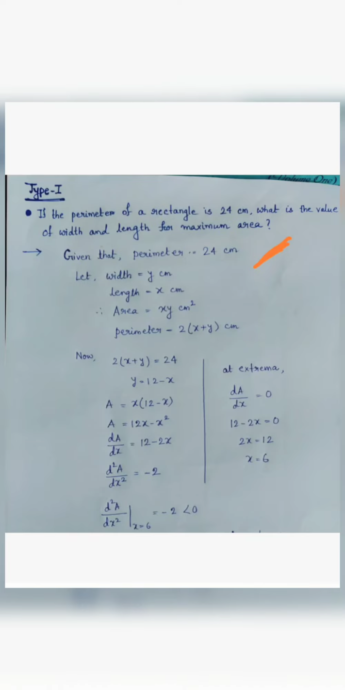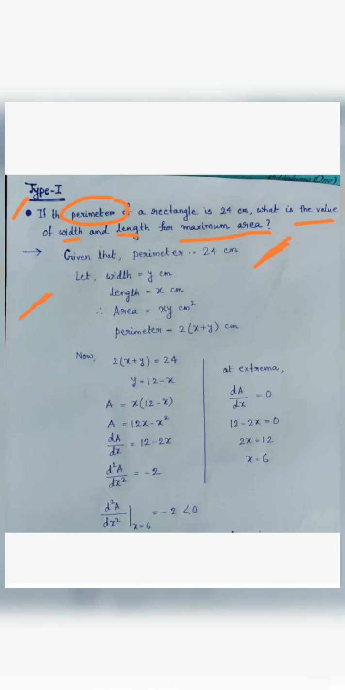Our first problem says that if the perimeter of a rectangle is 24 centimeters, what is the value of width and length for maximum area? So there is a condition. The conditions are given here, that the perimeter of a rectangle is given, and you have to find the value of width and length for maximum area. Now, how can you determine the length and the width of the rectangle?